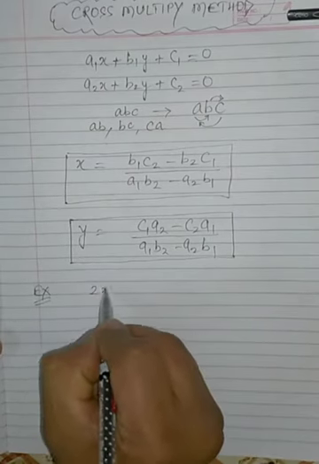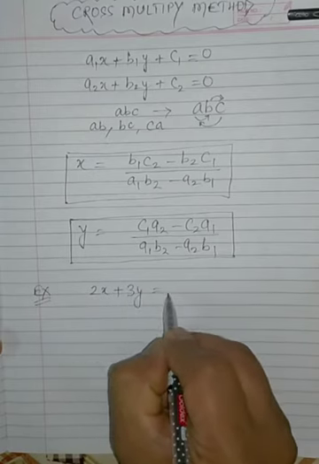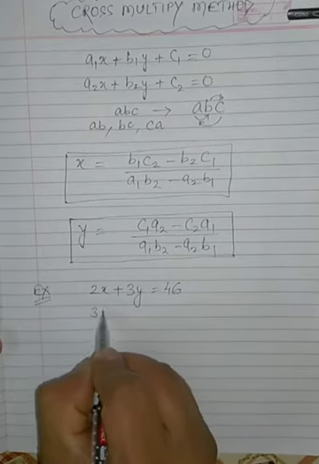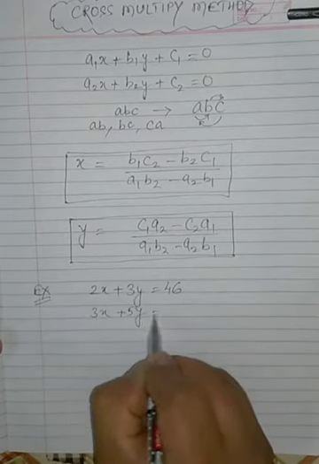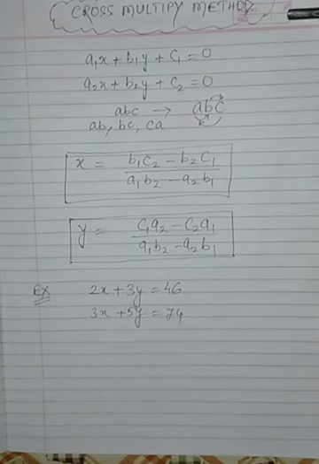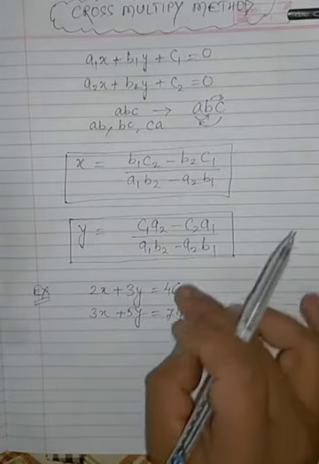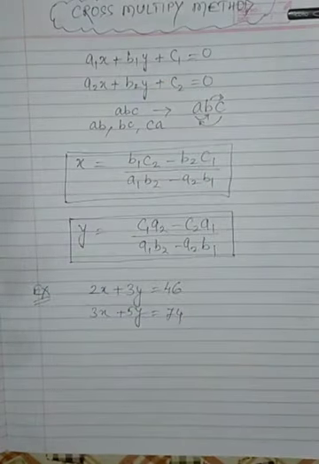I have 2x plus 3y is equal to 46 and 3x plus 5y is equal to 74. These are two linear equations in two variables. Now you can see here these two equations are not in the standard form like this.